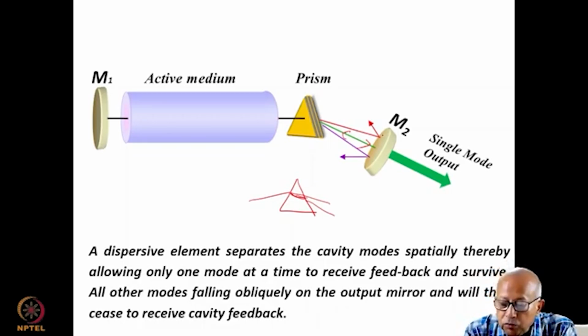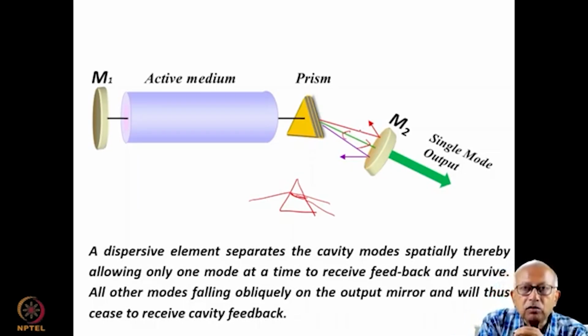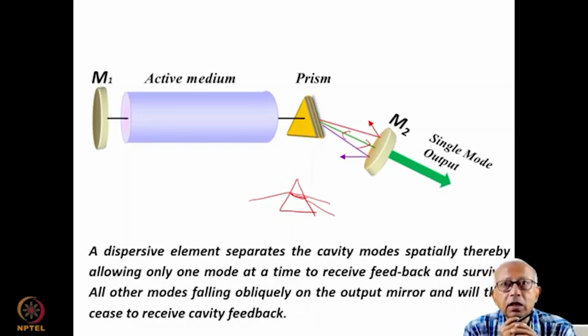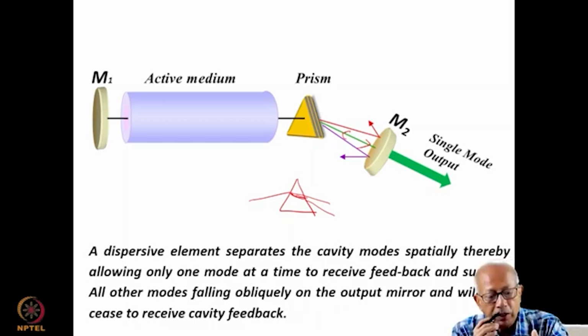Other modes which fall obliquely on the output mirror would simply get lost. They will fly out, and there won't be any chance for these modes to extract energy from the gain medium. Therefore, in this case, the monochromaticity, that is a single mode emission, has been attained without any expense to the operating performance of the laser.